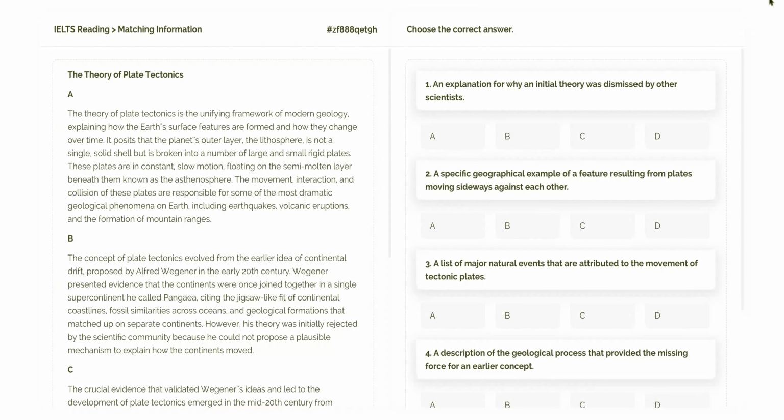Hello, everyone, and welcome back to our IELTS reading practice series. Today, we're tackling a question type that many students find tricky: IELTS Reading Matching Information. Now, I know it can look a little challenging because you have to scan the passage carefully and locate specific details that could be anywhere in the text. But trust me, with practice and the right strategies, it becomes much, much easier.